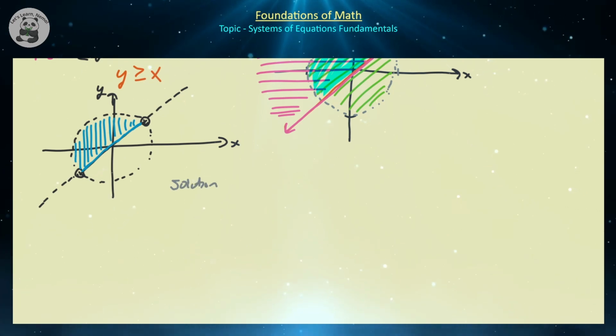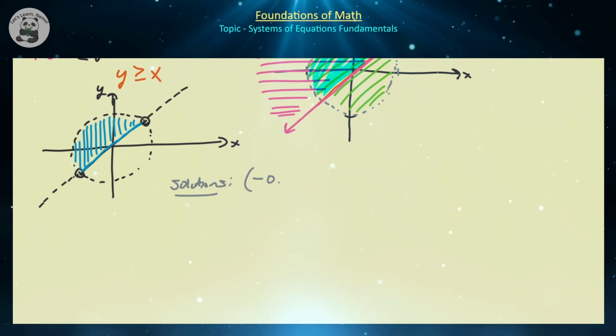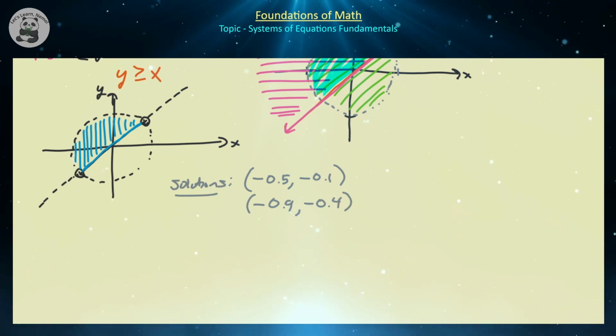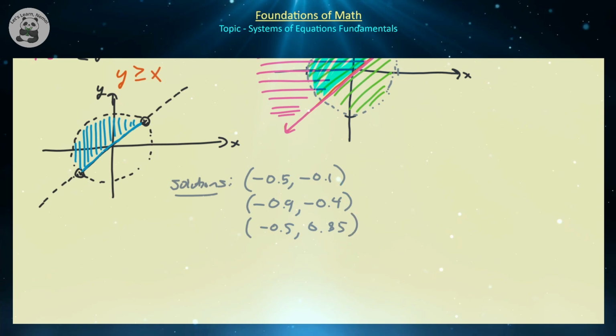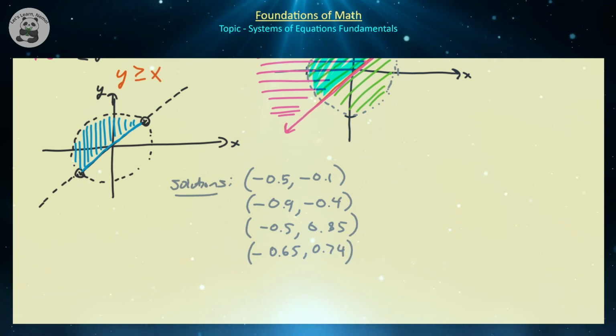For example, some solutions, and you can find infinitely many of them actually, would be, for example, (-0.5, -0.1), (-0.9, -0.4) will work. (-0.5, 0.85) will work. (-0.65, 0.74) will work. So all of these points are sort of scattered in this region somewhere, and you should be able to give me several points that are not actual solutions to this system of inequalities, right? But that's pretty much how you can solve systems of inequalities via graphical methods. And you can plug in several points into both and see which one works if you're interested in particular solutions to that system. Because generally speaking, there will be infinitely many points that will satisfy this particular system.